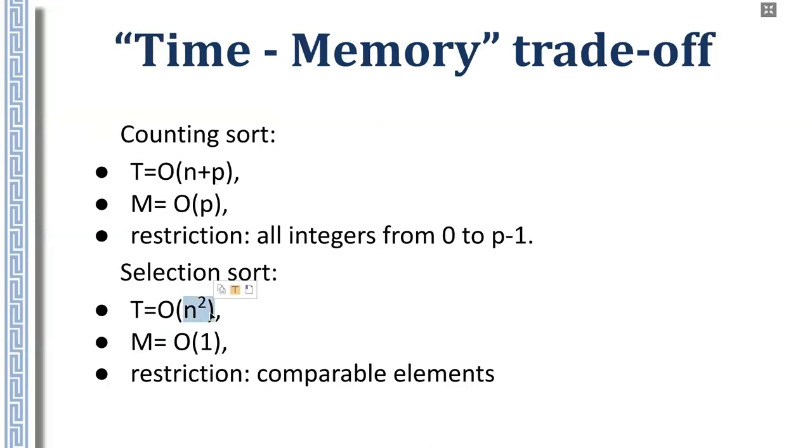But the time complexity is n squared, and the memory complexity is very good, it is constant. And in fact, we don't have any assumption on the values of elements that we sort. The only restriction that we have is that we should be able to compare the elements of our array. Otherwise, the problem of sorting is meaningless. That's why we can sort strings, we can sort real numbers, we can sort even some instances of classes if we define some comparison procedure. That's why this sorting algorithm is much better than counting sort on this point. And memory is much better than for counting sort.